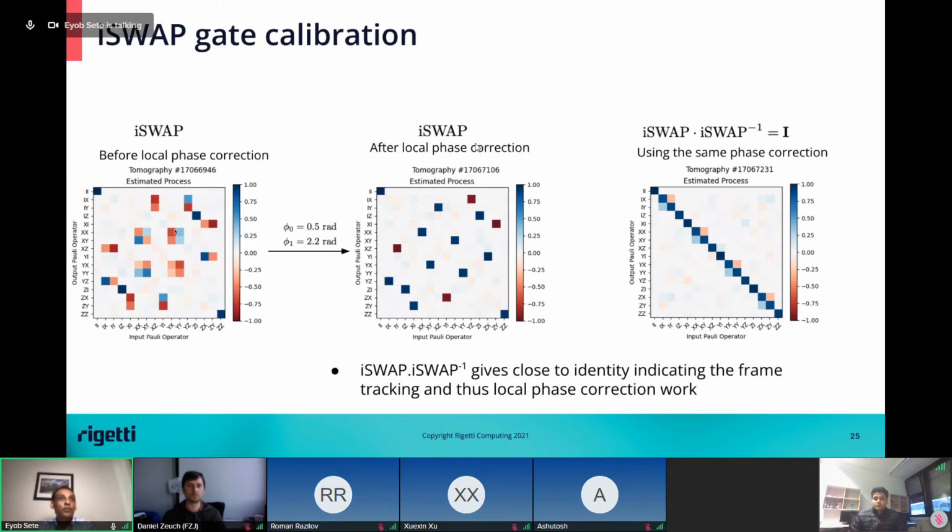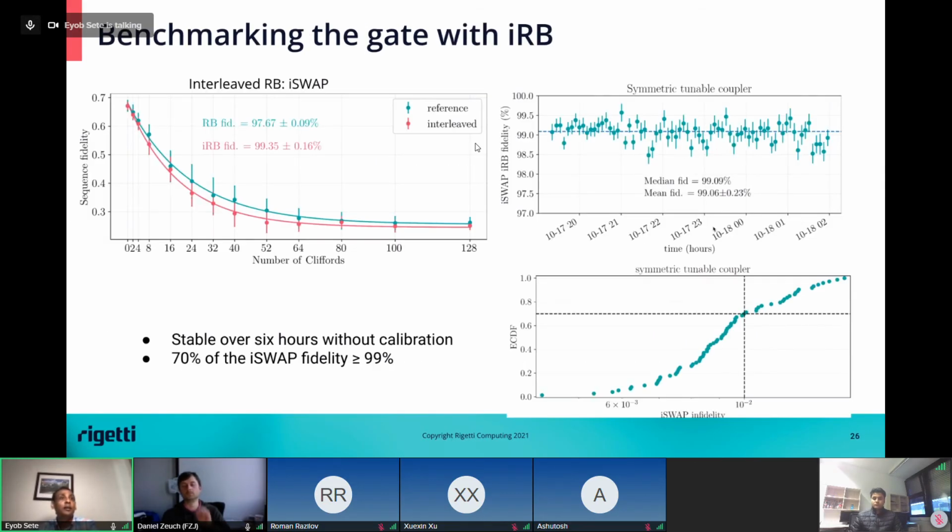First, a tomography measurement, update the phases, make sure that it works, and then run this double iSWAP, or 2 iSWAPs in a row, and make sure that it works. Again, we run this for many hours, about 6 hours, and you see that the gate is very stable. And if you see the CDF of these points, in 70% of the time, we are getting more than 99%. So this is really great to see.